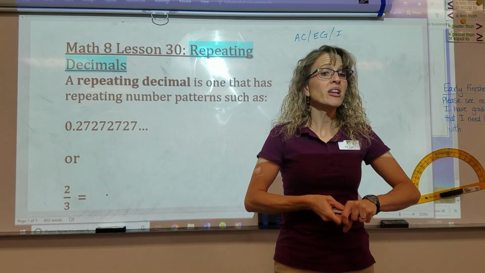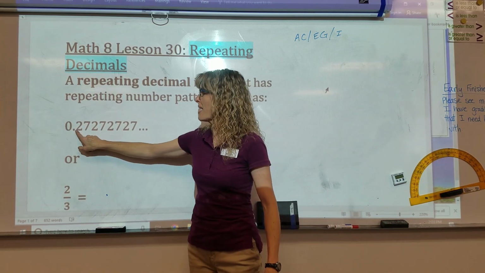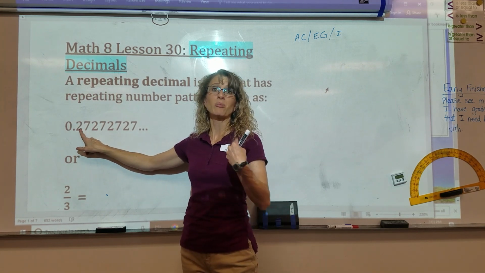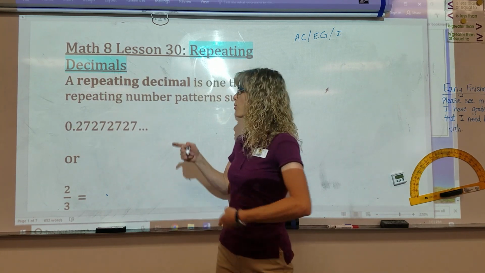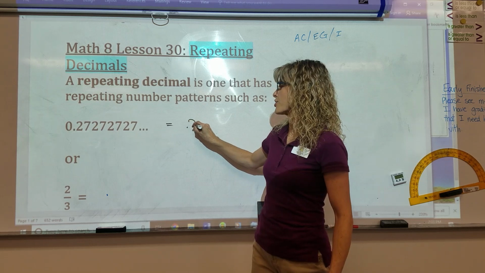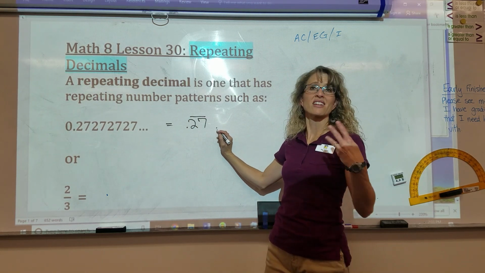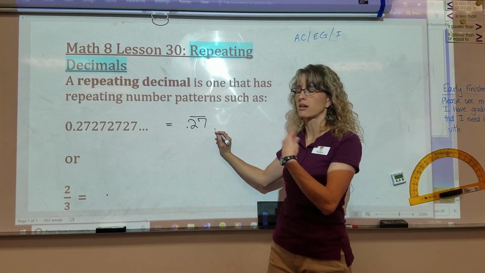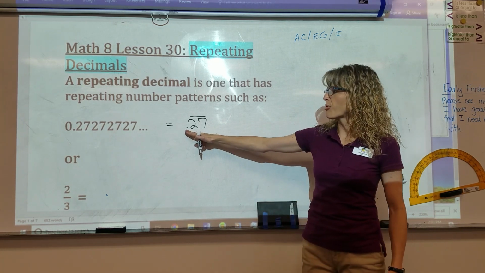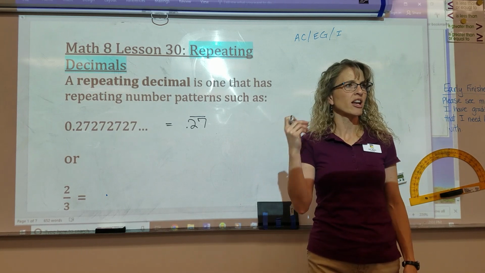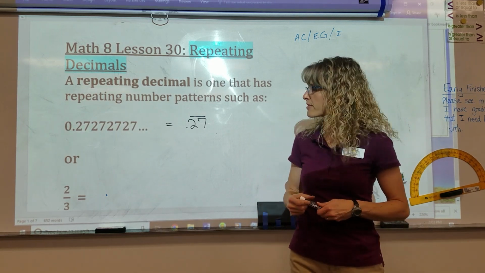Repeating decimals. So a repeating decimal is where a pattern of decimal numbers repeat itself, like 27, 27, 27. The way we write it for shortcut is we say 0.27 and we put a bar over the 2 and 7 because that's the repeating chunk that continues in that pattern. So we say 0.27 repetend. How do we say it? Get ready? 0.27 repetend. Good.